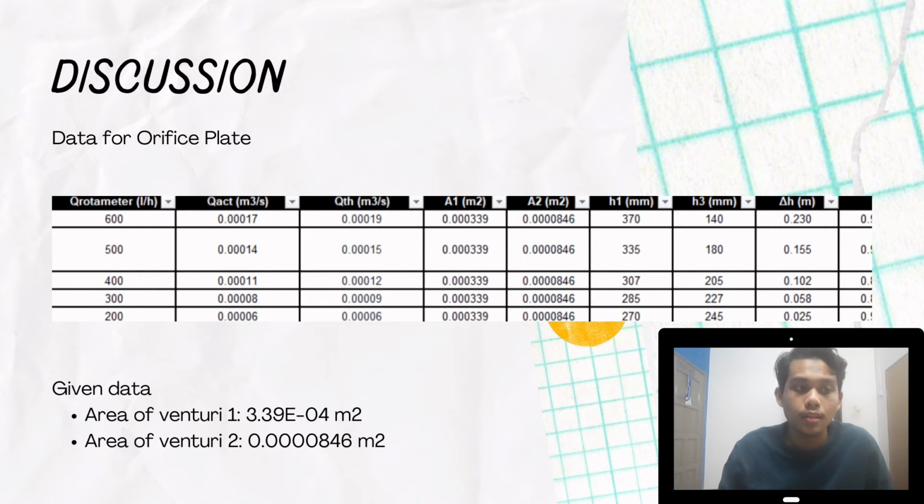Okay, so for the last data, which is for the venturimeter, same as the previous one, the rotameter is given but it is in liters per hour, so we need to change it to cubic meters per second. And for this data, the areas of venturi 1 and 2 are given, so we don't need to calculate them using pi r squared, because they are already given. For the difference in H, it is the same, just H1 minus H3, and then for the coefficient of discharge, Q actual divided by Q theory.